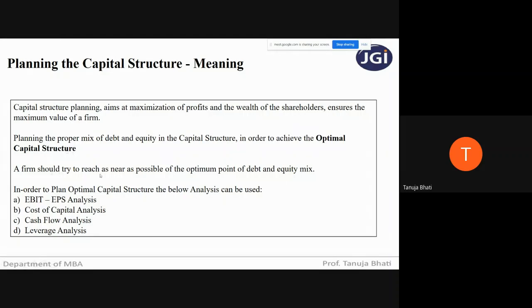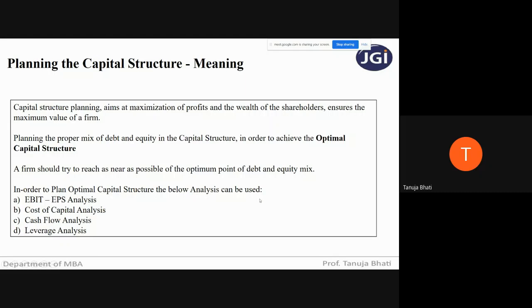A firm should try to reach as near as possible to the optimum point of the debt equity mix. So the optimum point is going to be the best point. It is going to be that point where the value of the firm is increasing, the wealth of the shareholders is increasing, the profits of the firm are increasing. In order to plan the optimal capital structure, the below analysis can be used.